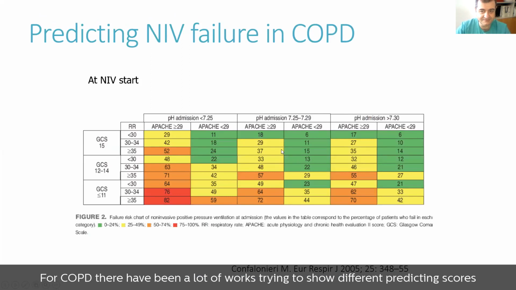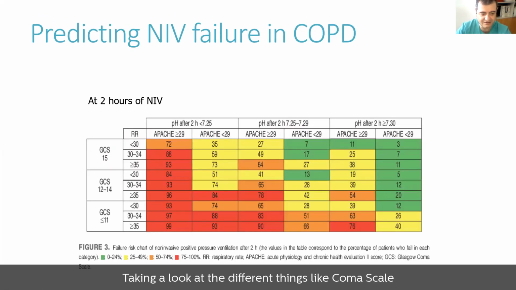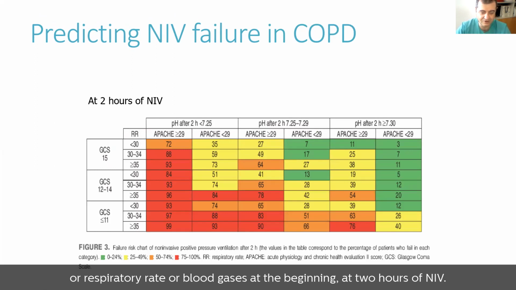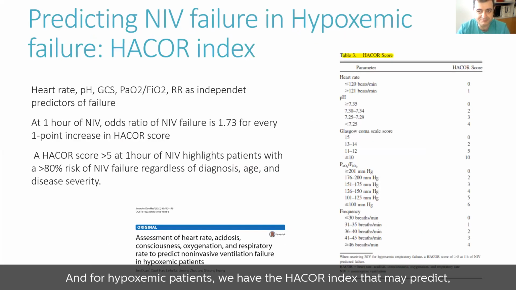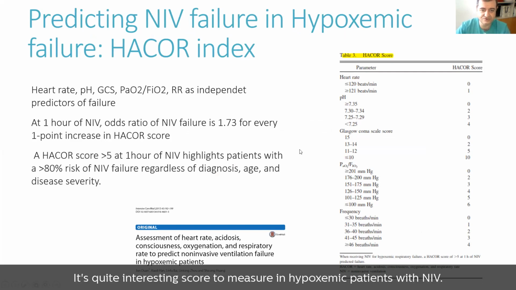For COPD, there have been a lot of works trying to show different predicting scores, such as the one by Confalonieri many years ago. I think it's still a great work, taking a look at different things like the coma scale, respiratory rate, or blood gases at the beginning and at 2 hours of NIV. And for hypoxemic patients, we have the HACOR index that may predict at 1 hour of NIV the patients that will fail, regardless of diagnosis, age, and disease severity. It's a quite interesting score to measure in hypoxemic patients with NIV.